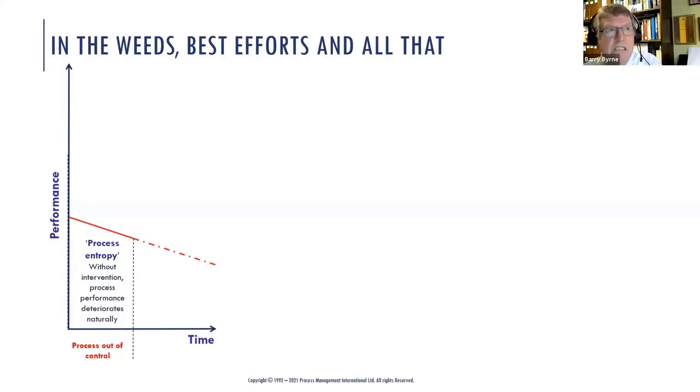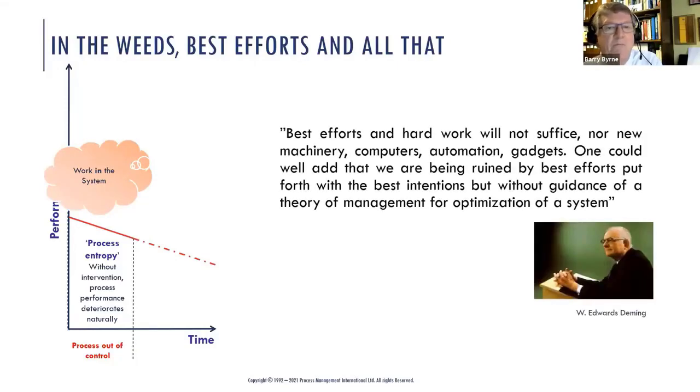So processes that they operated day in, day out were permanently in a state of chaos, and it was through the efforts of his people and him that at least got them the outcomes that they could be satisfied with, but they were never entirely satisfied. So working in the system and our best efforts and hard work will not suffice.